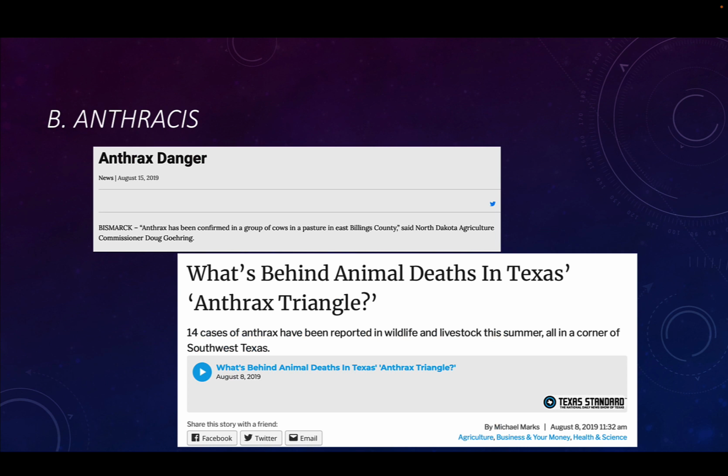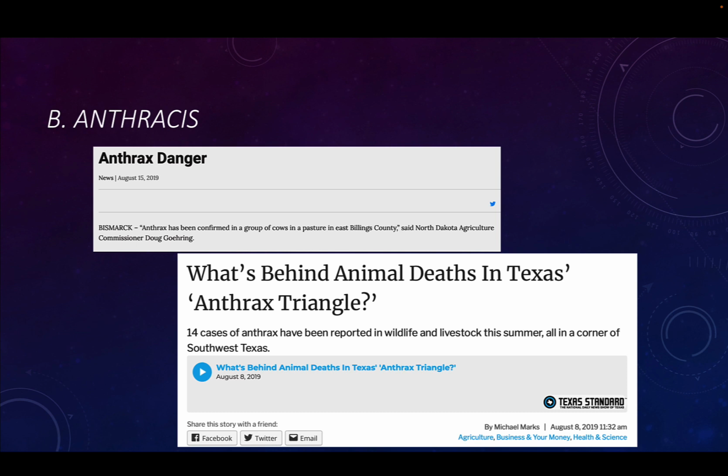Okay, and again, this is not something that's rare in the US. We don't really have anthrax in the US, we have it everywhere. It's just we don't usually see it in people. So anthrax has been confirmed in a group of cows in a pasture in North Dakota.